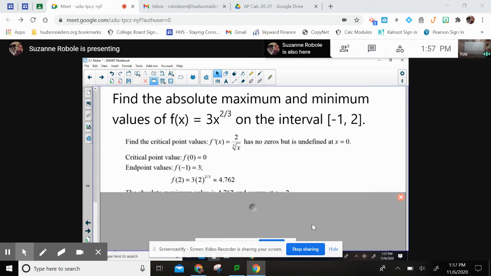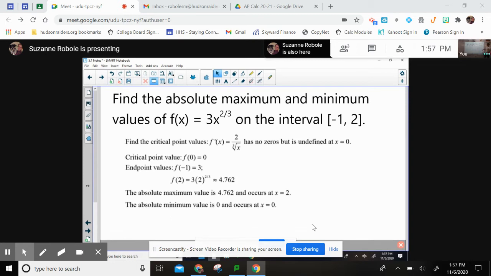Well, the critical point. So the absolute maximum value is the y value here. It occurs at x equals 2, and then the absolute minimum is 0. It happens at x equals 0. So we just need to first go through, find your critical points, and then test your critical points and your endpoints in the original function to determine which one's the absolute max or absolute min.